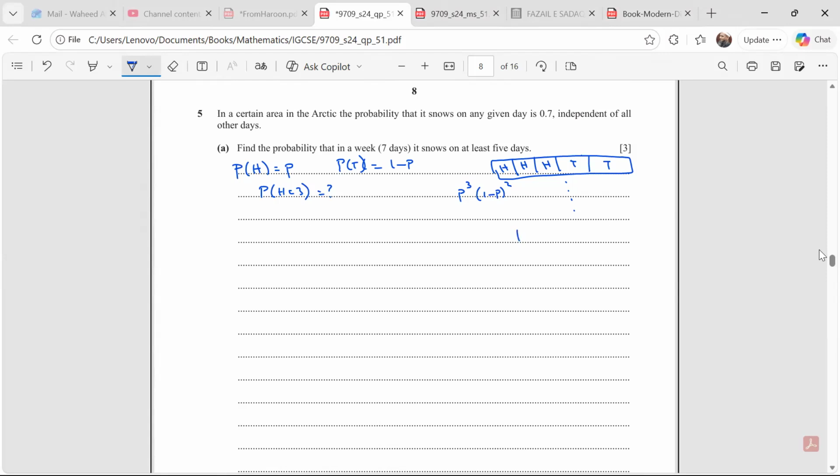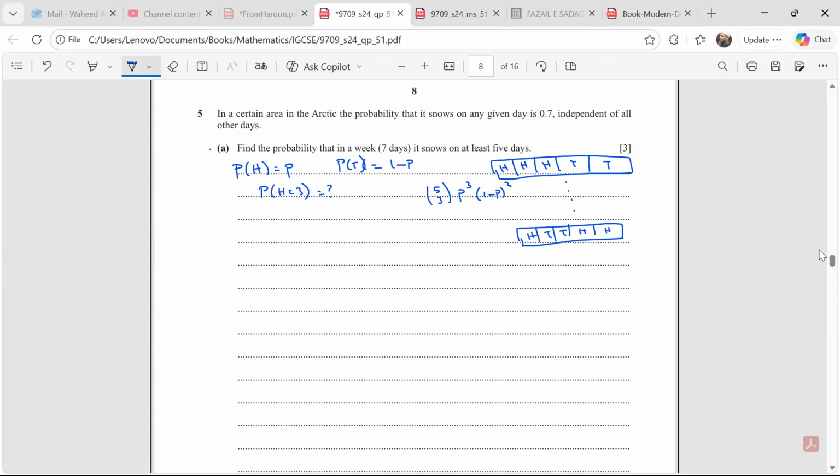It is possible that you have head and then tail, tail, and then 2 heads. One, two, three, four, five. So different combinations are possible. How many combinations are possible? That is 5 combination 3. So this is the probability of having 3 heads. Does it make sense or no?